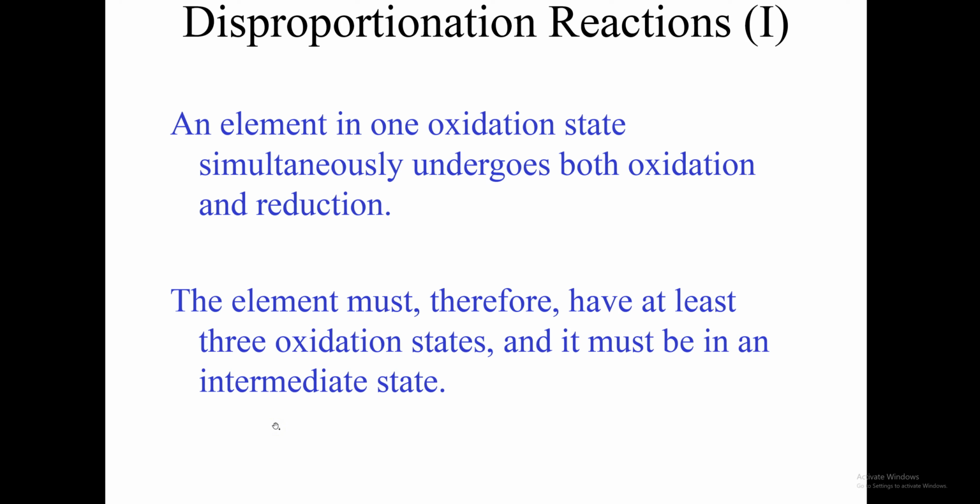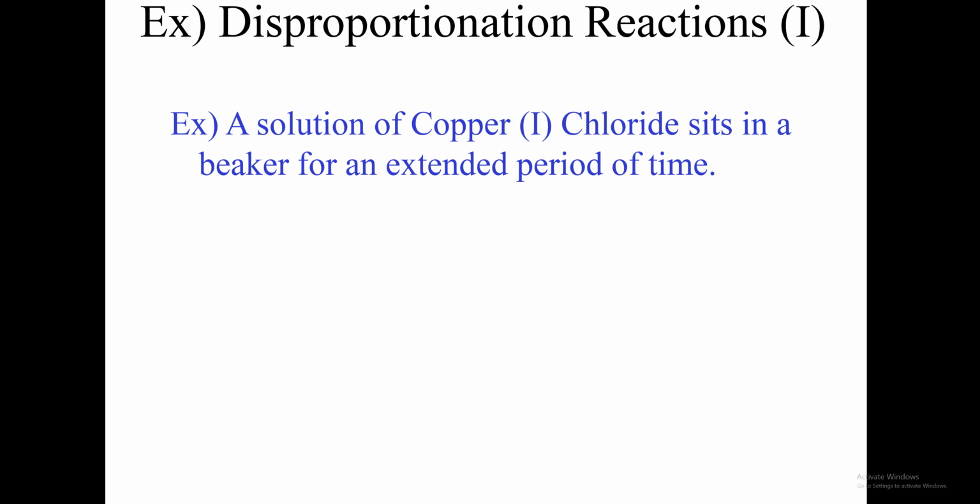All right, our last one is going to be disproportionation reactions. This is when an element in one oxidation state can go through both oxidation and reduction. In order for this to happen, there has to be an intermediate state. So let's talk a little bit about an example of copper(I) chloride, which is going to sit in a beaker for a very long time.